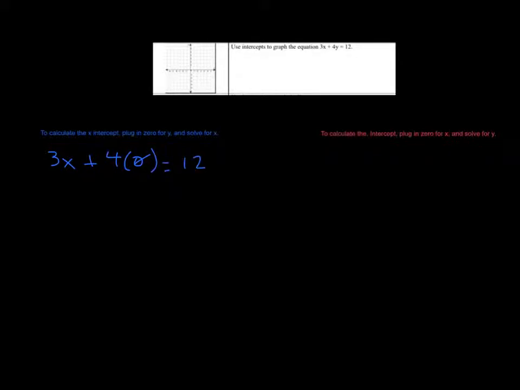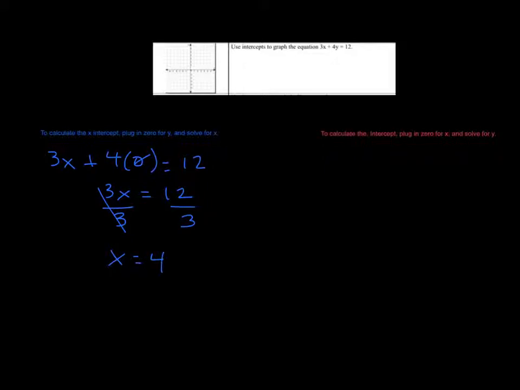Now remember, I'm plugging in 0 for y because if I'm on the x-axis, then y has to be 0. So that's what allows me to use this equation to find the x-intercept. So 4 times 0 is 0, so I'm just left with 3x equals 12 once I start simplifying. So then the opposite of multiplying by 3 would be to divide by 3. And when I do that, I find out that the x-intercept of this equation must have been 4.